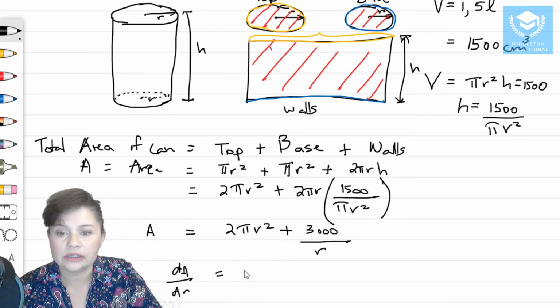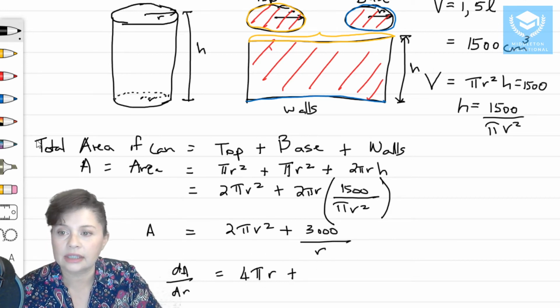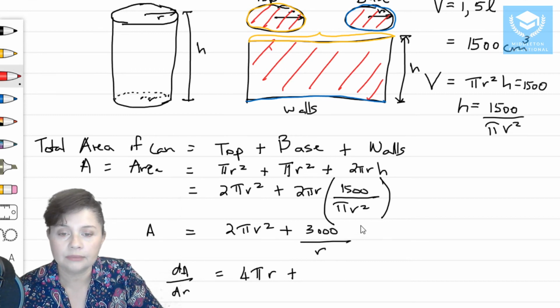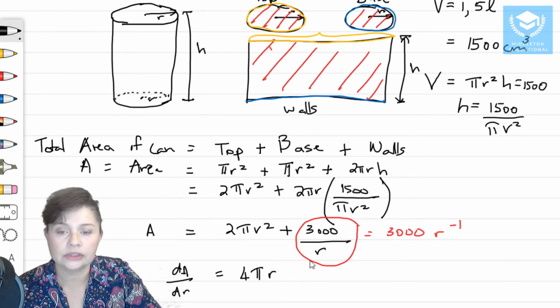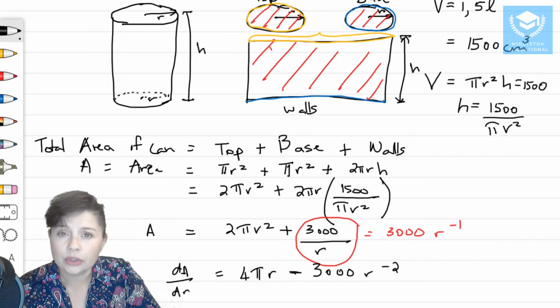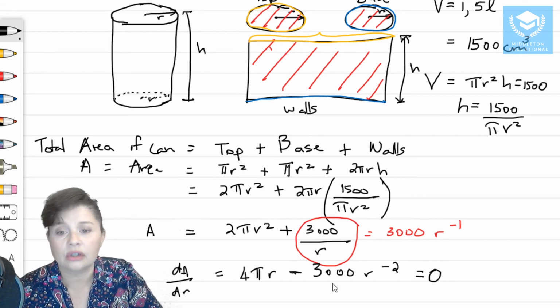So the derivative of this is going to be 4 pi r. Okay, that is the same as, let's just write it here, 3,000 r to the minus 1. So the derivative is going to be minus 3,000 r to the minus 2. And because I'm looking for the minimum value or maximum, that has to be equal to 0. So now you can solve for r.